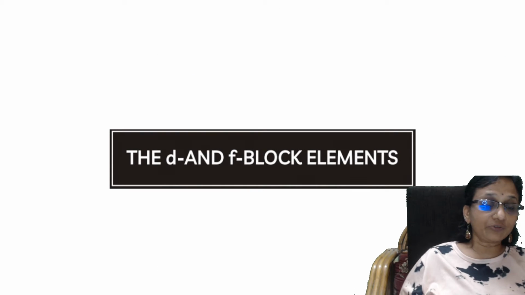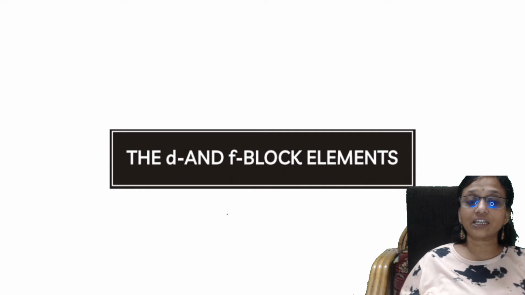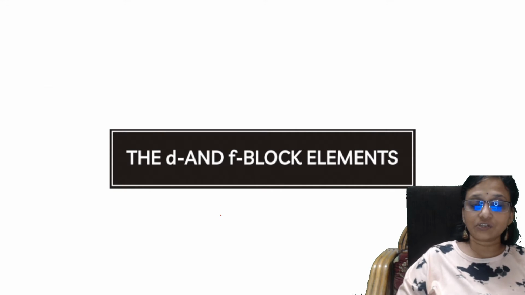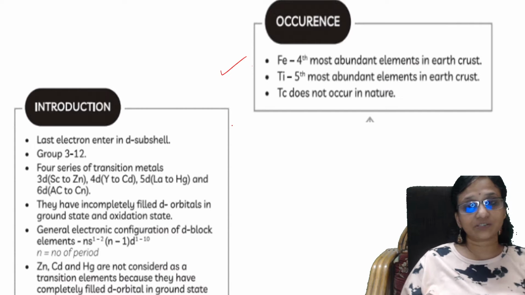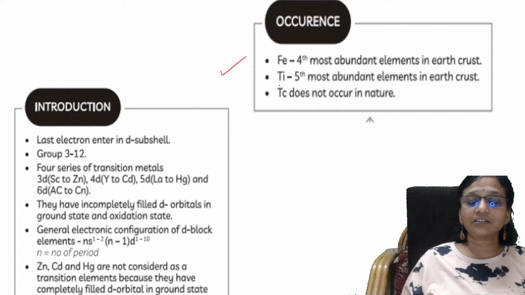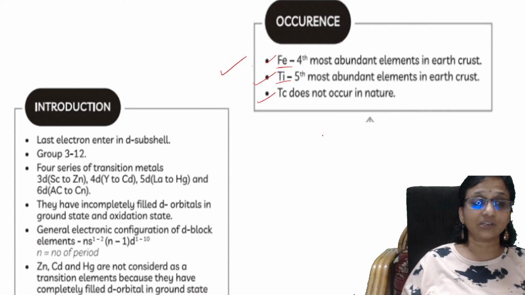Before we start, this is the D and F block elements flow chart. First, I have discussed the occurrence. In the complete D series of D block elements, the most abundant element is iron, which is fourth. Fifth is titanium, and technetium doesn't occur in nature. These three things are the exceptions which you should learn.